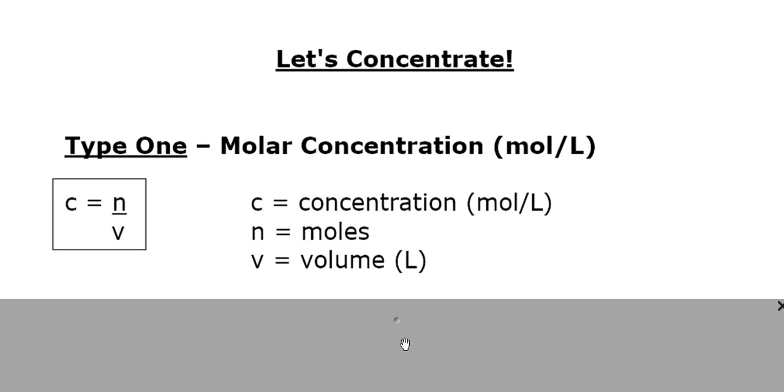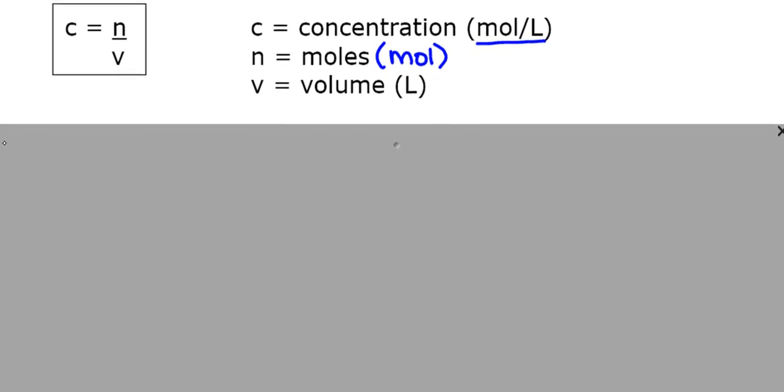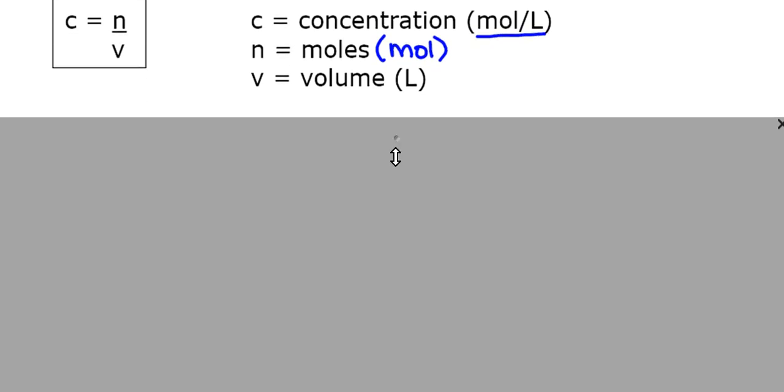C is equal to n over V. C is concentration, and it has to be in moles per liter. We know our little n is moles, so we still see our units of mole. And V is for volume, and we use liters when we do molar concentration. So let's jump in right away and try a problem with molar concentration.